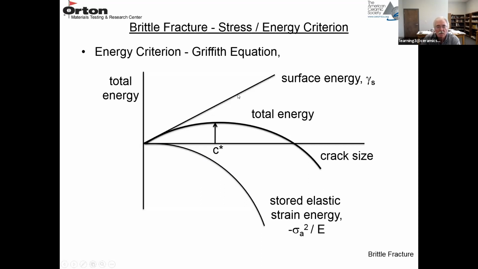If you sum these two, you get the total energy and you get a curve with a maximum that looks like this. The maximum corresponds to that critical flaw size. So as you apply more and more stress and you reach a stress in this location here, where this stored elastic strain energy is now bigger than the surface energy at this critical flaw, you have failure. So that's how the stored elastic strain energy relates to the surface energy and this Griffith equation.